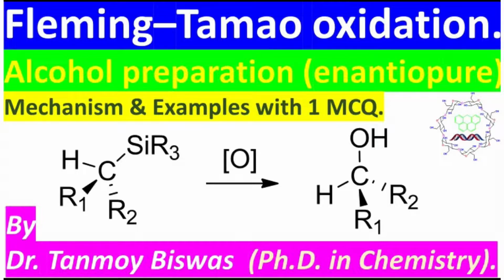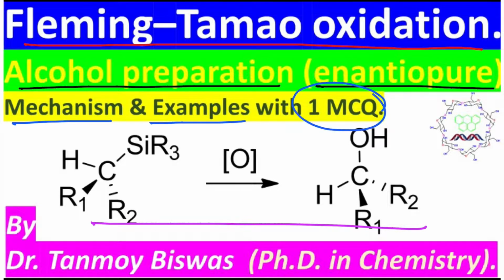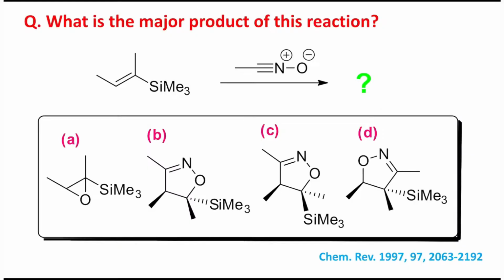Today's topic of discussion is a very interesting name reaction, that is Fleming Tamao oxidation. By the way, this topic belongs to asymmetric catalysis, and that's why this reaction produces an alcohol which is an enantiomer. In today's discussion we shall discuss this oxidation reaction with the basic concept, mechanism and examples with one MCQ. Before going to details, the MCQ is in front of you.